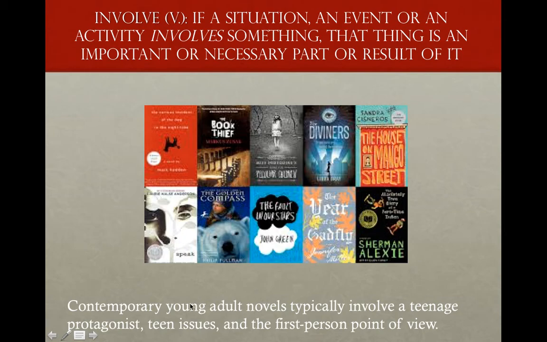For example, the protagonist has to be a teenager, a young person. The conflicts have to be issues that teens understand, that involve teenagers and involve young adults. And it has to be mostly from the first person point of view. Some examples are The Book Thief, The Golden Compass, Twilight, Harry Potter. All those are examples of young adult novels that involve protagonists, issues, points of view, perspectives, and settings for teenagers, for young people.